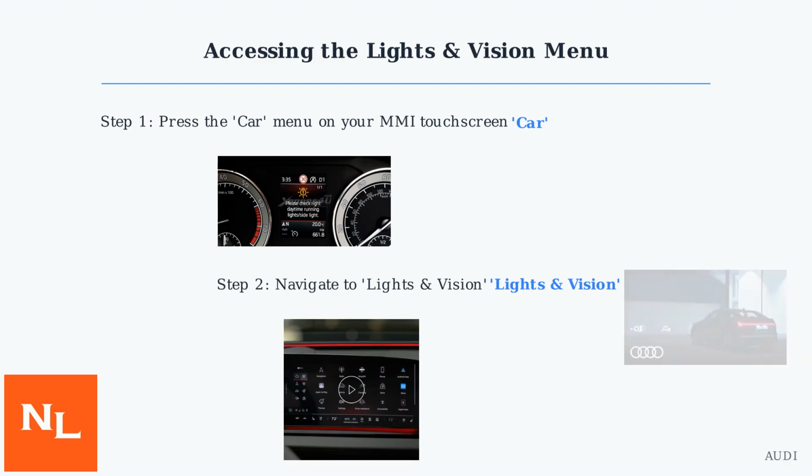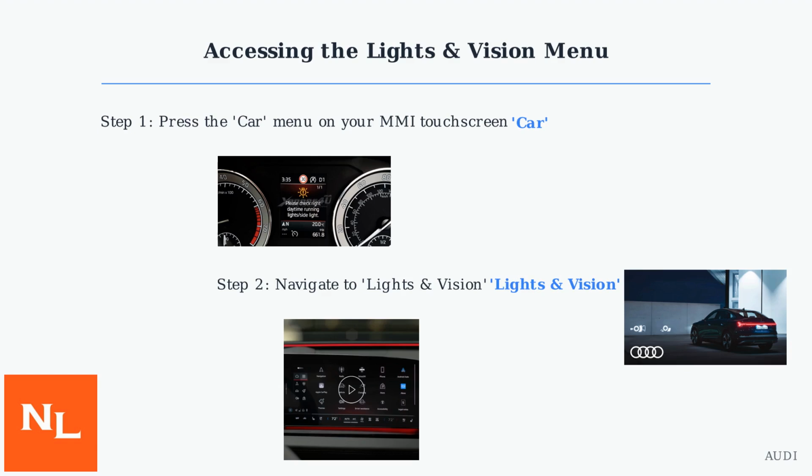Here, you'll find submenus for DRL, coming home, and beam settings, where you can customize each feature according to your preferences. On newer models, you can also use voice commands for hands-free operation, such as saying, "Activate coming home lights" to control the feature directly.